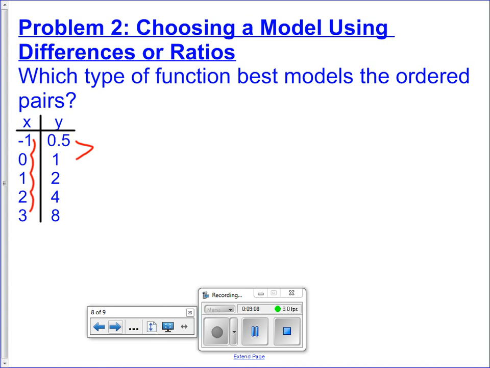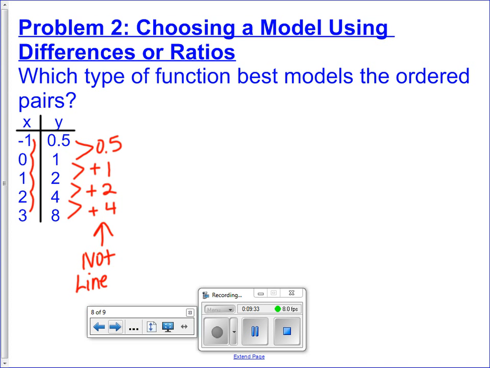All right, the difference between 0.5 and 1 would be 0.5. To get from 1 to 2, I would be adding 1. To get from 2 to 4, I'd be adding 2. And to get from 4 to 8, I would be adding 4. So it's not linear based upon this information.